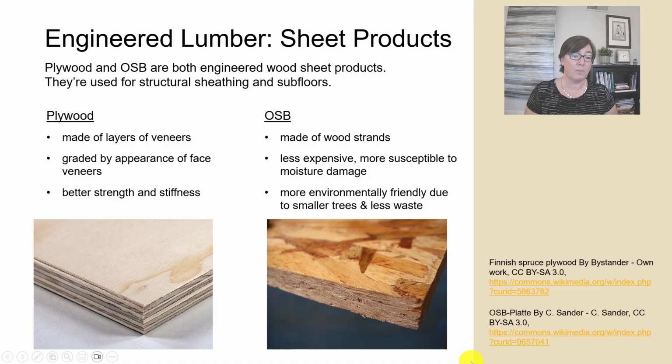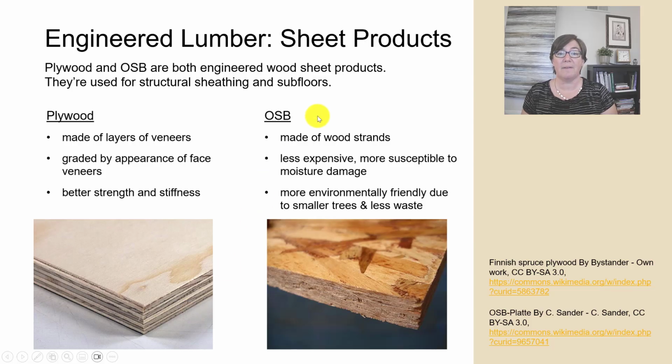Taking a look at plywood over here, plywood is made of layers of veneers. And as those layers are put down, the grain alternates. All right, so it's very strong and stiff because of that alternation. Right? Plywood is graded based on the appearance of the face veneers, all right, kind of sandwiching at the top and the bottom. And so you can get plywood that looks better than others, if you need be.